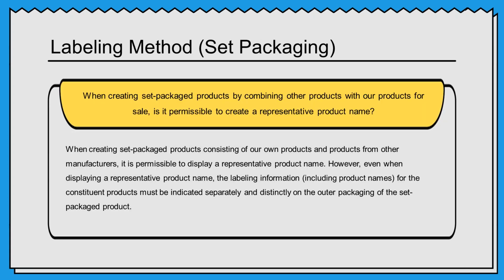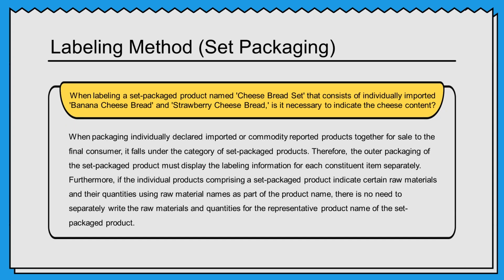It is permissible to display a representative product name on a set packaged product that includes both our own and third-party products. However, in such cases, the outer packaging of the set packaged product must clearly indicate the labeling information, including product names for each constituent product separately and distinctly. If the individual products comprising a set packaged product indicate certain raw materials and their quantities using raw material names as part of the product name, there is no need to separately write the raw materials and quantities for the representative product name of the set packaged product.